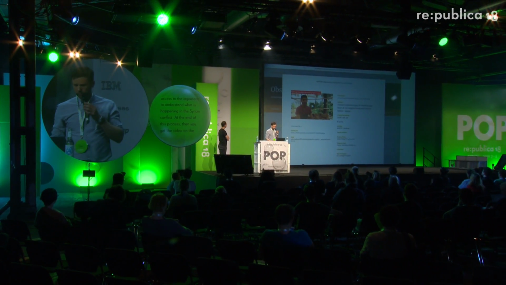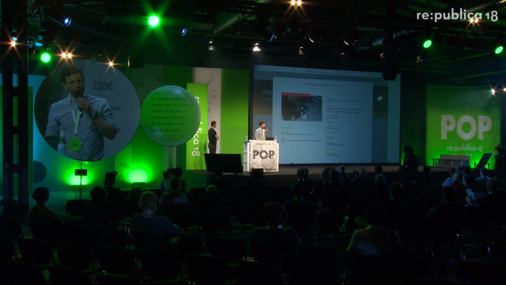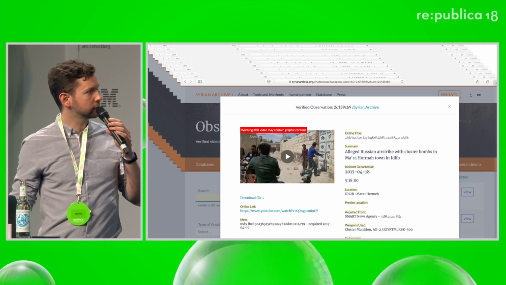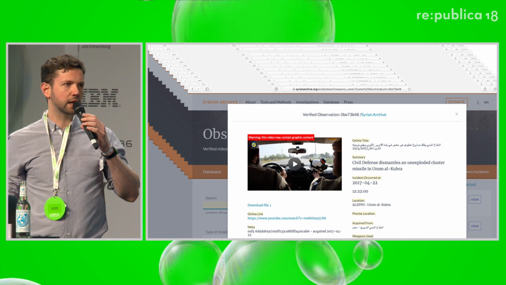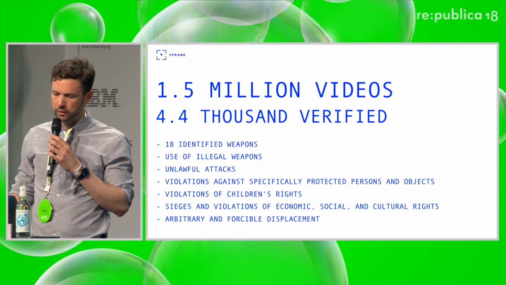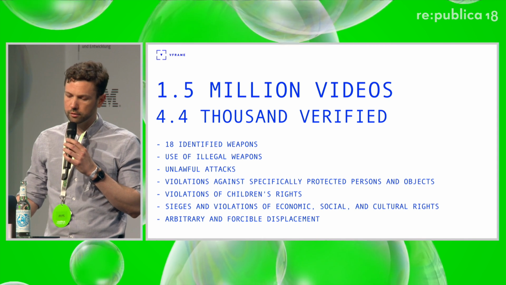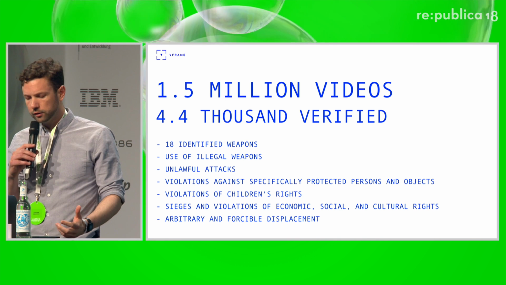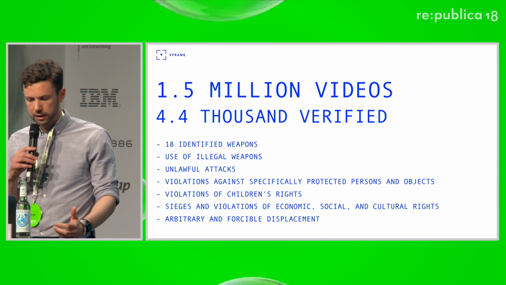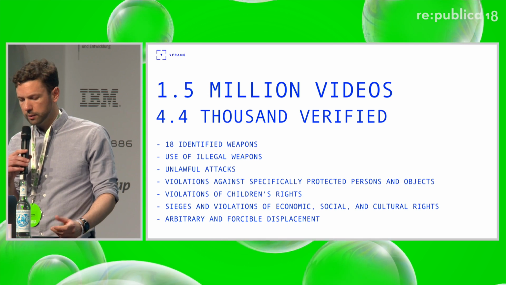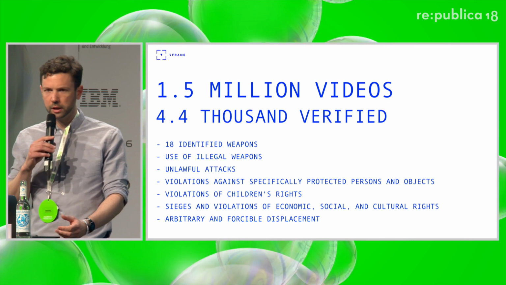As Hadi mentioned, there's really an astonishing number of videos. I recommend going and looking at what's on the site right now, even watching about a dozen videos, maybe as much as you can handle in one sitting. There are about 1.5 million videos in the database, and they've verified 4.4 thousand of those. Identified 18 different types of weapons, unlawful attacks, violations against specifically protected persons and objects, violations of children's rights, sieges, and violations of economic, social, and cultural rights, arbitrary, forcible displacement.